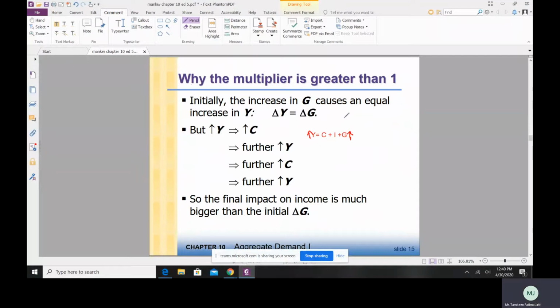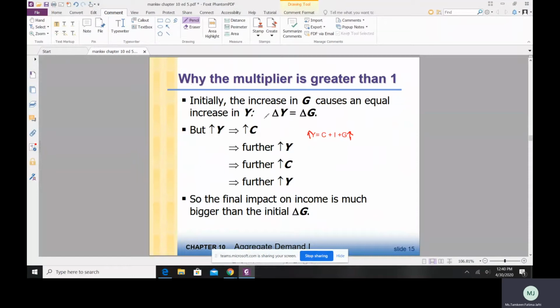ठीक है? So let me just recall, I'll start from step 1. देखिए initially होता क्या है कि when G increases, Y increases. But the story doesn't end here. When Y increases, consumption is going to increase. When C increases, again Y increases. When Y increases, again C increases. When C increases, again Y increases. So this is an infinite cycle जो कि चलेगी.